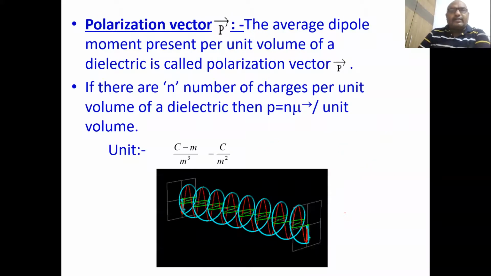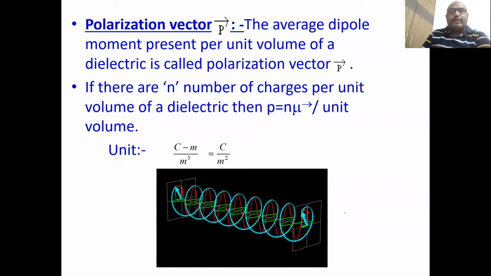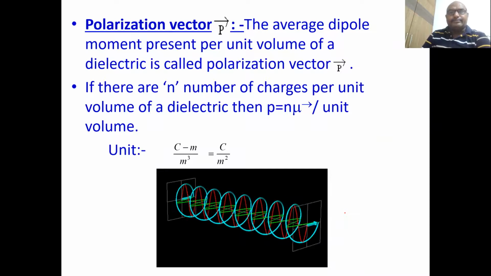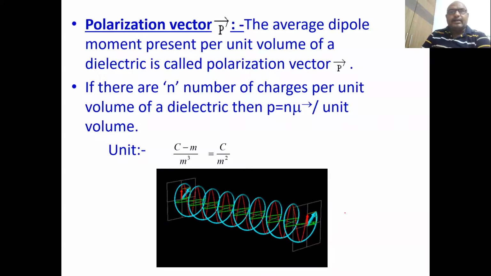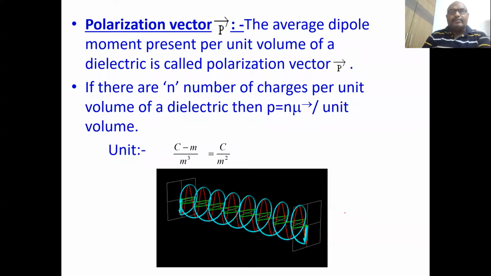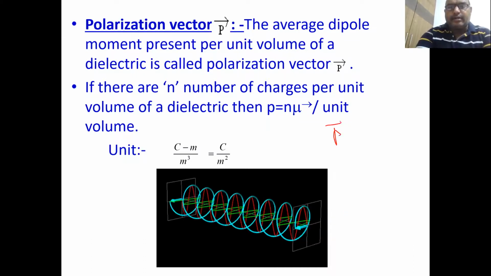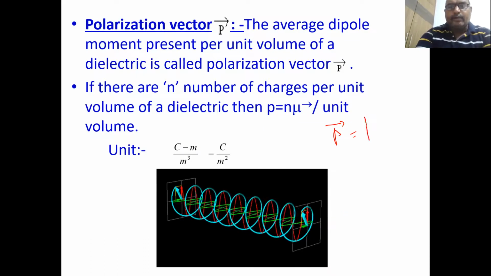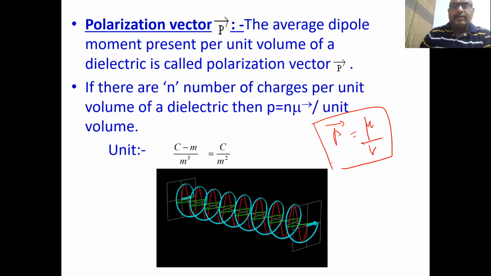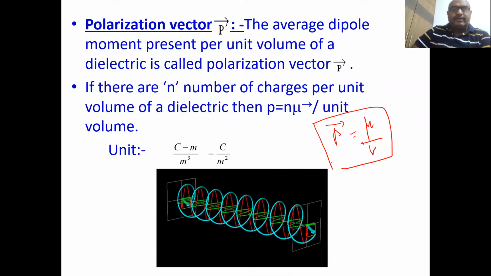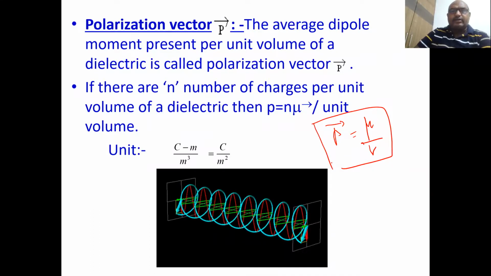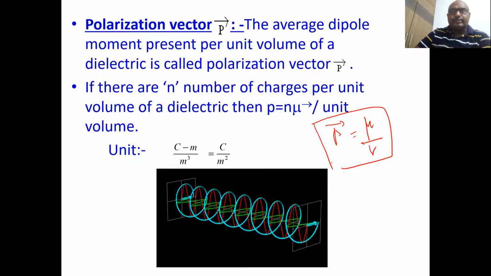The polarization vector is the average dipole moment per unit volume. P bar is equal to the dipole moment per unit volume, and that is called the polarization vector. The polarization vector unit is coulomb per meter square.